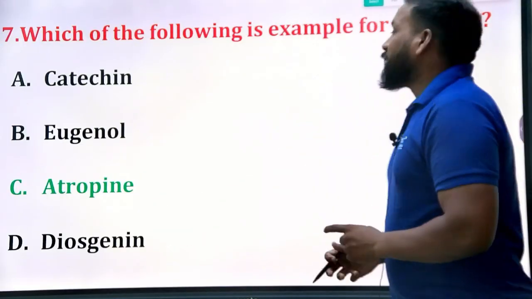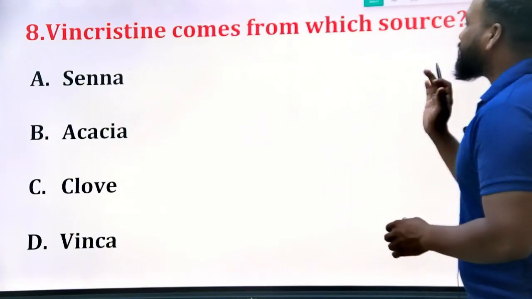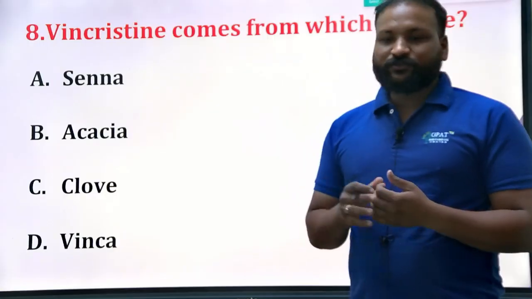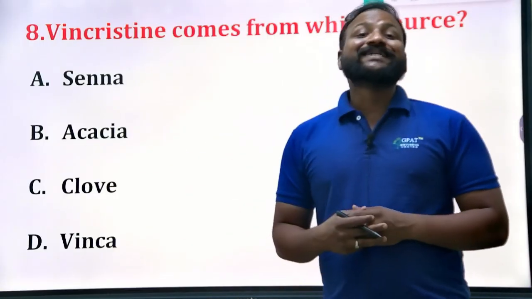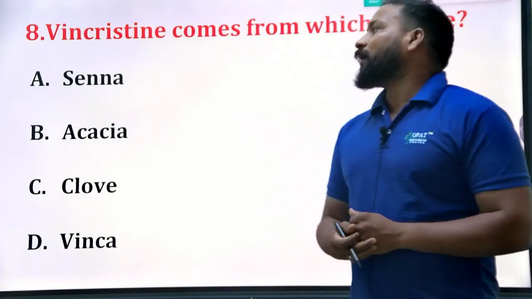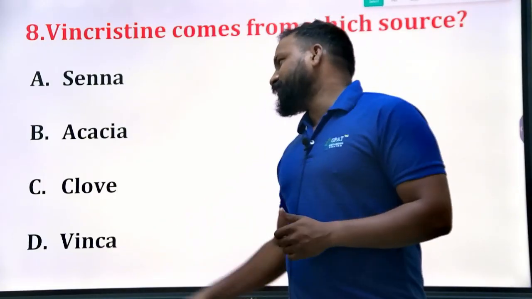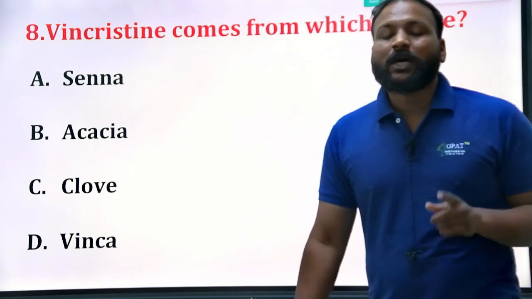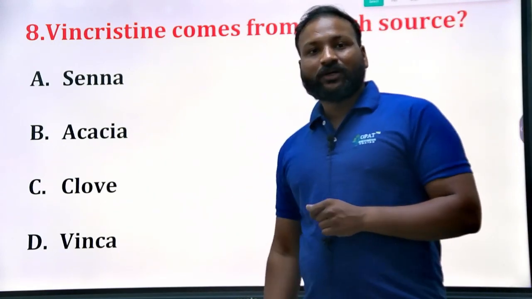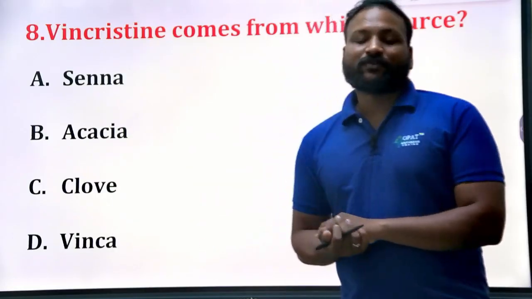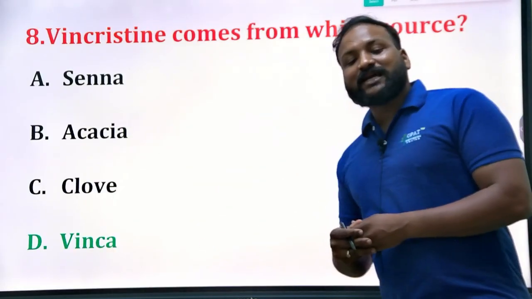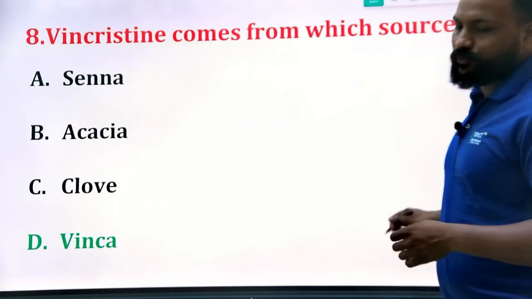Okay, yes. Next question. Vincristine comes from which source? Again same question, right? Now tell me. From the genus, what is the genus of the Vinca plant? Obviously, Vinca is the right answer. From the clove we get eugenol, because Eugenia caryophyllus. Acacia catechu gives catechin, and senna gives senna glycosides. Obviously, answer D, Vinca, is the right answer because it is obtained from Vinca.